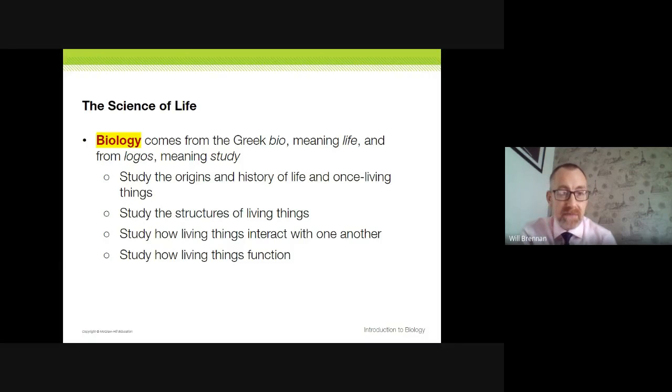So as part of biology, there are 4 components. Number 1, we study the origins and the history of life, and also of any things that were once living. Number 2, we study the structure of living things. Number 3, we study how living things interact with each other. And number 4, we study how living things function. So that is biology. Biology is the study of life.